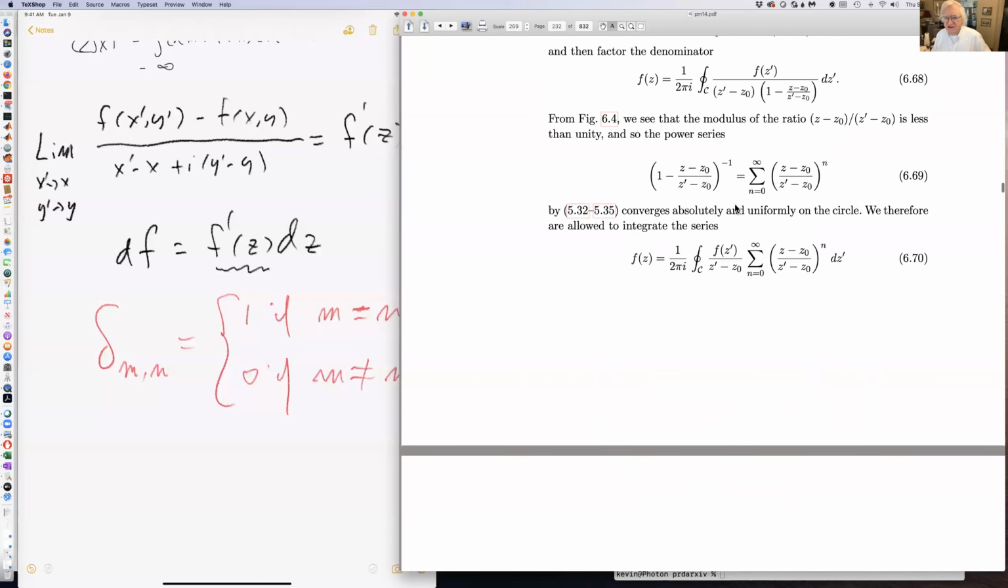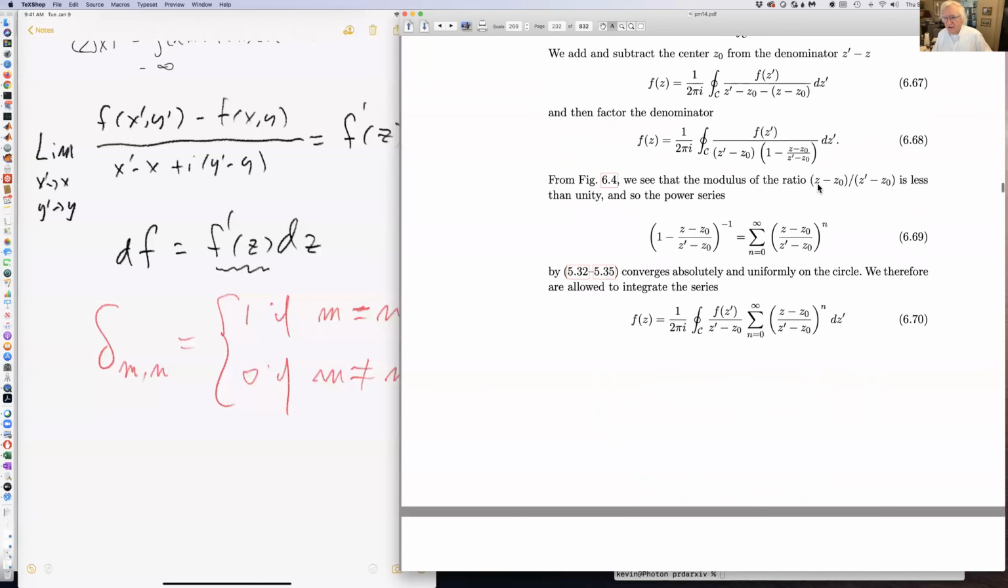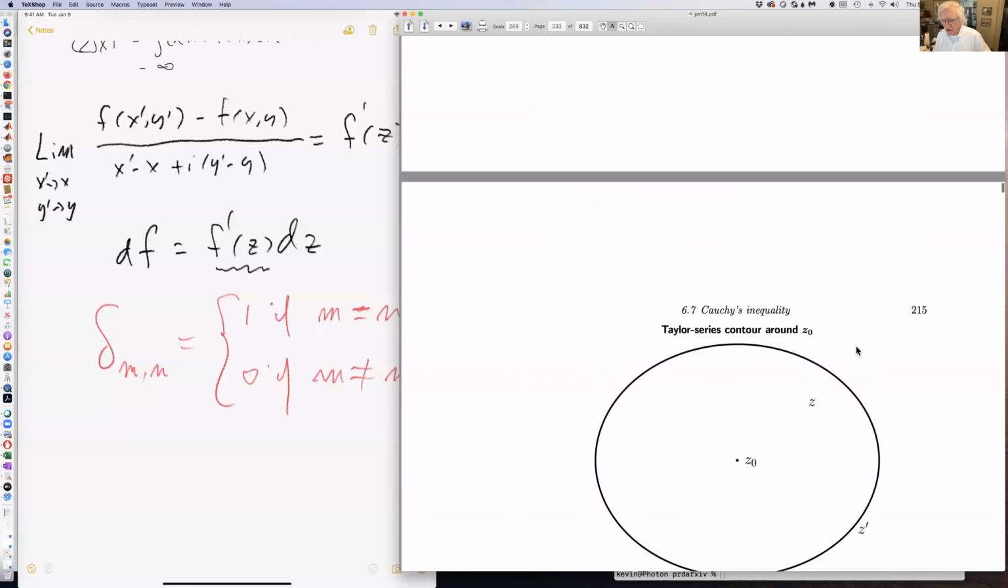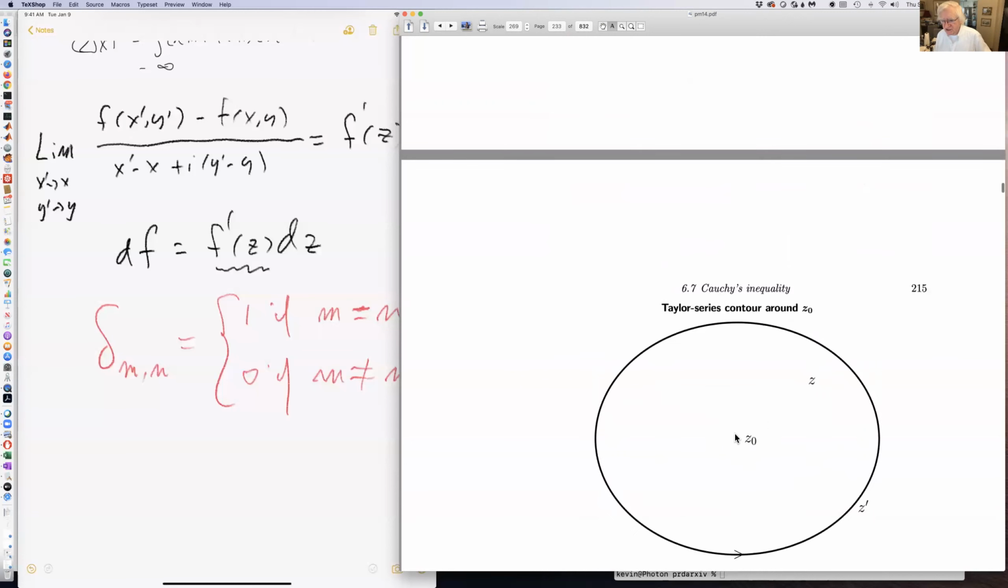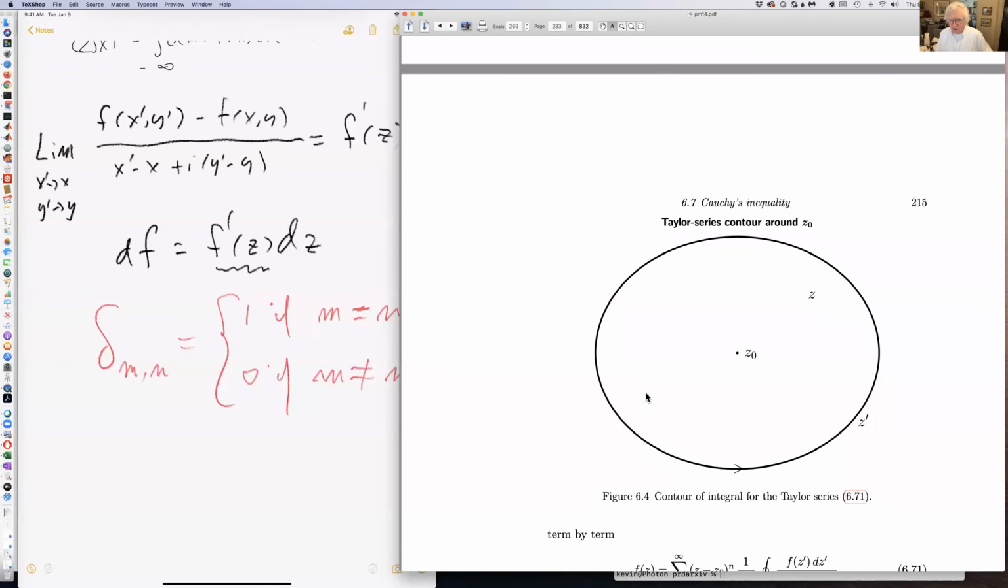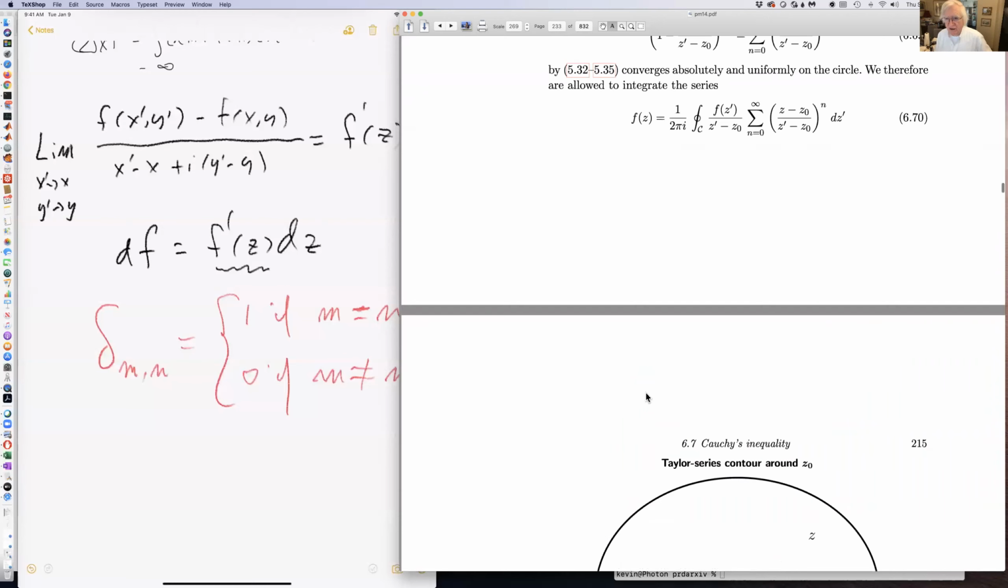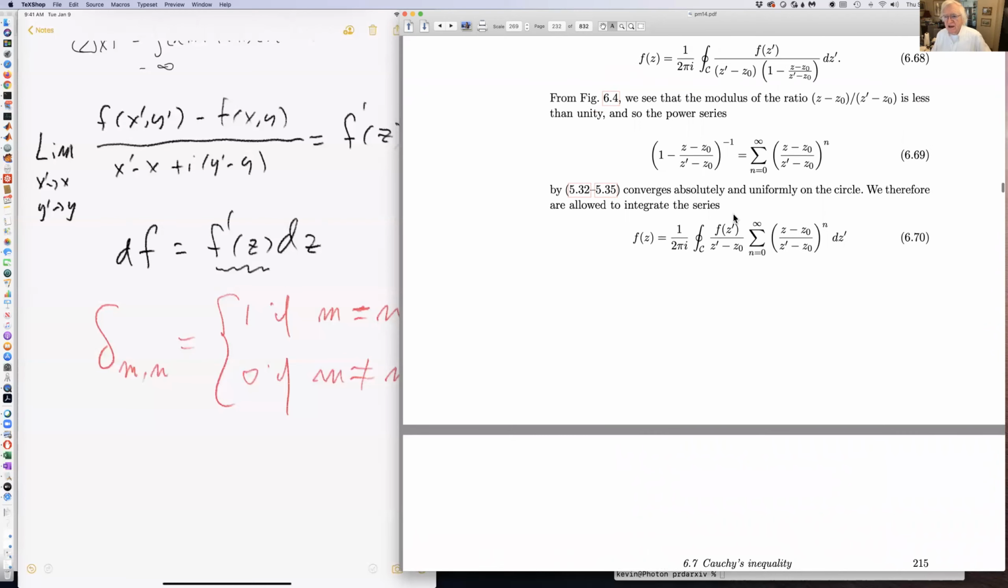Well, if that's the case, then this ratio, (z minus z0) over (z prime minus z0), is less than unity because z is closer to z0 than any point z prime is. This is meant to be a perfect circle, but it looks a little bit more like an oval, but it's supposed to be a circle.